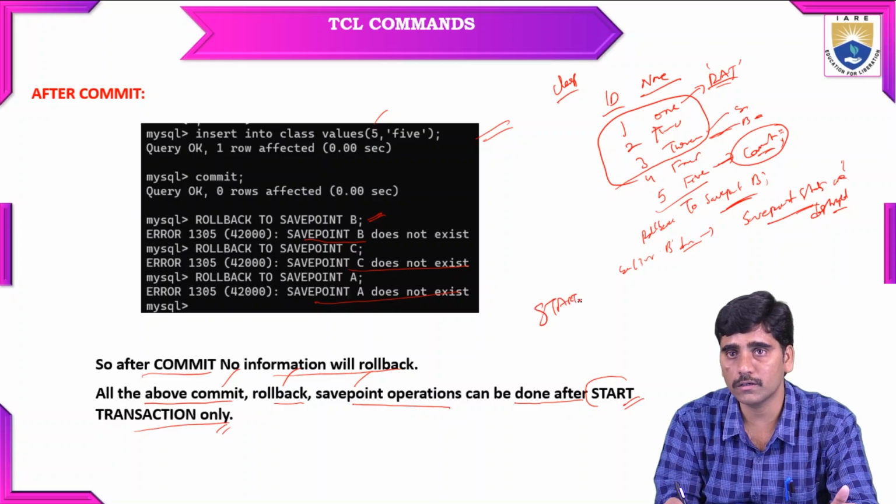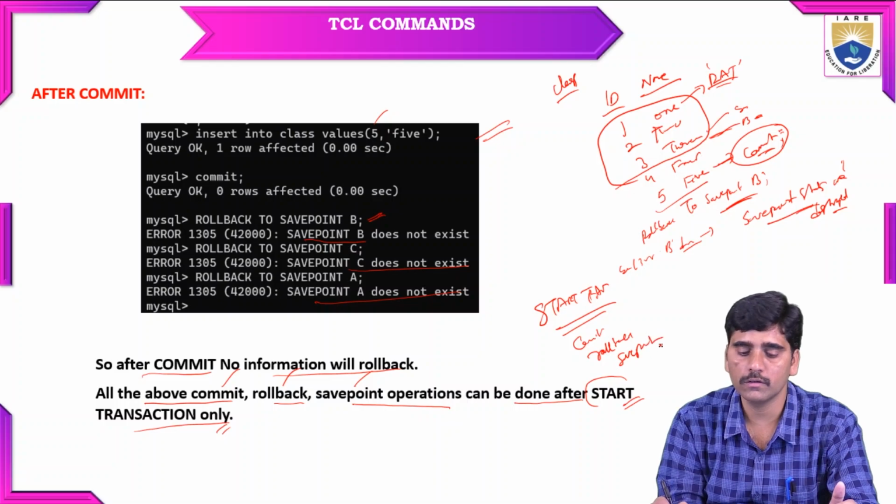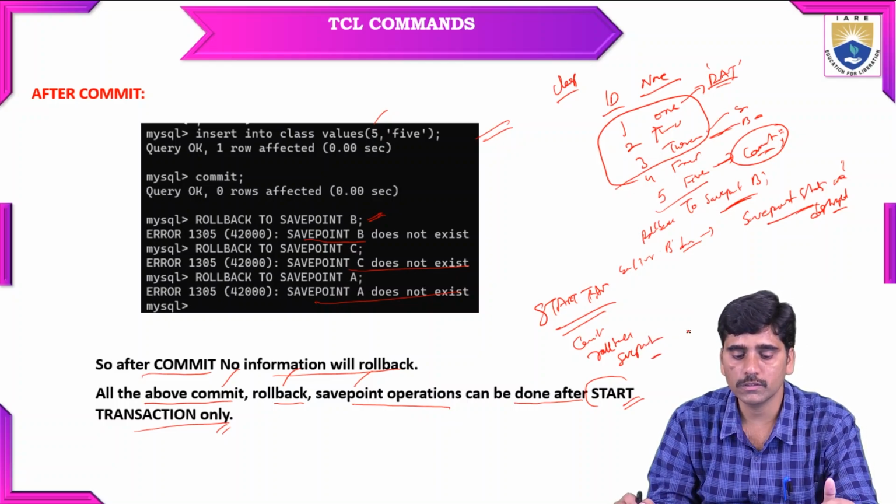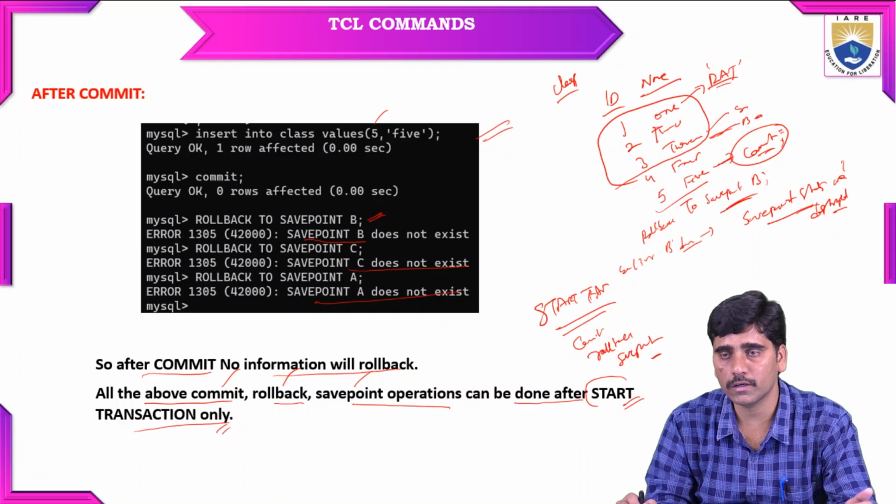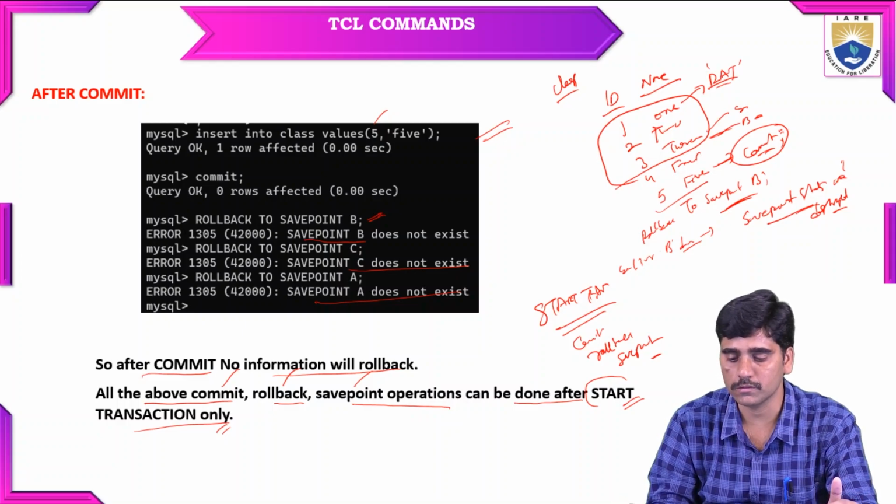only after the start transaction, you are able to perform these commit, rollback and save point statements. So this is a way you can roll back your data by creating certain save points, certain operations.